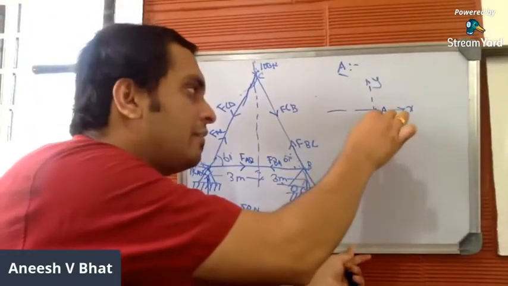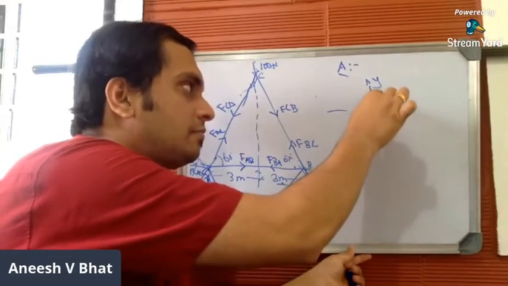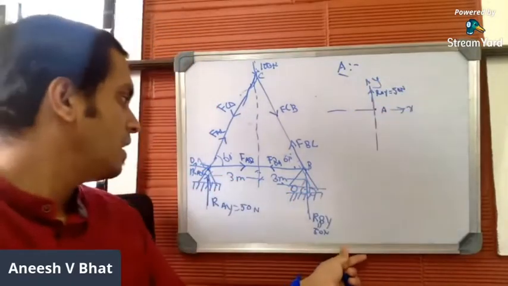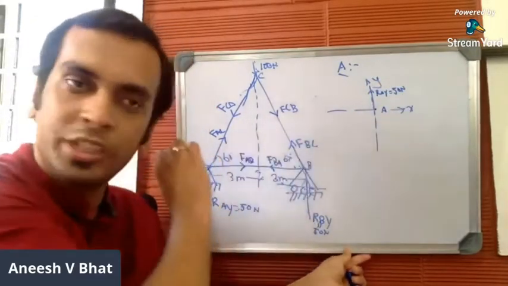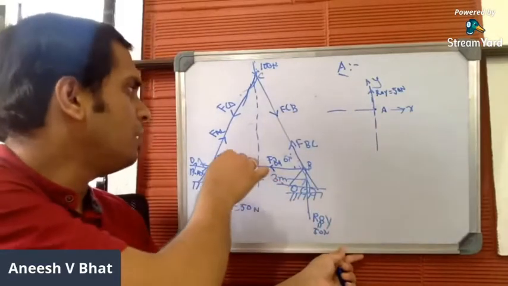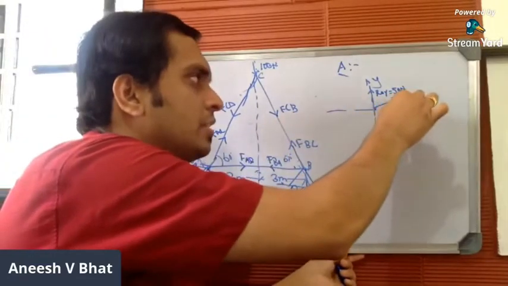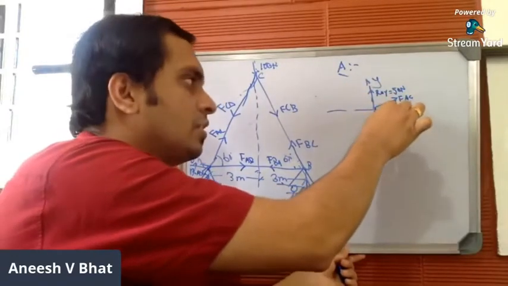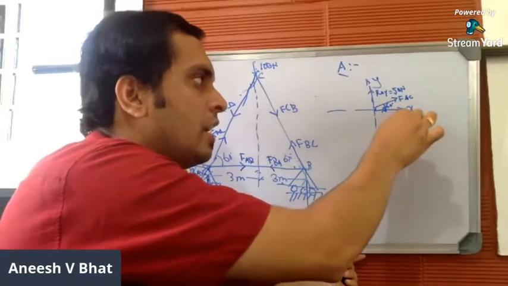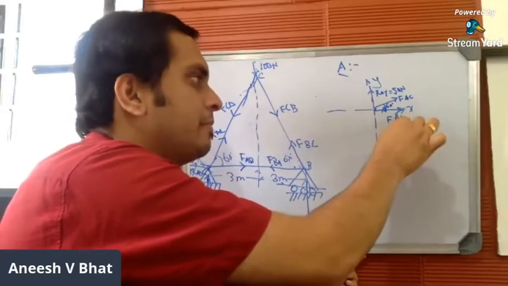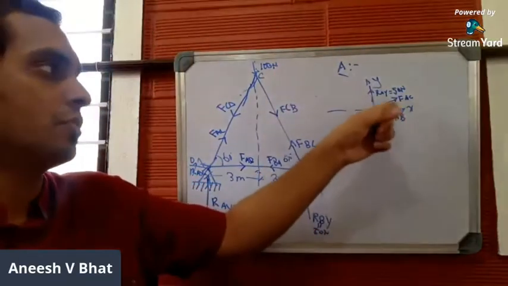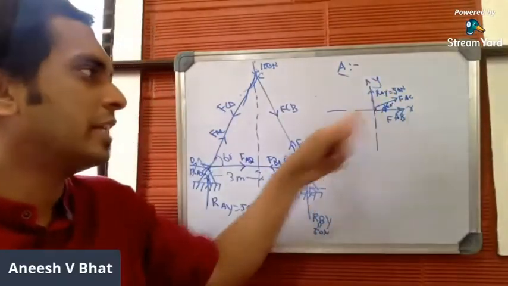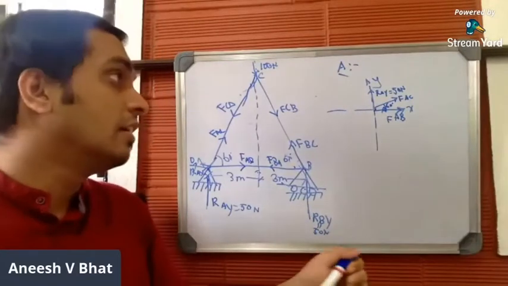So you have RAY, let me mark RAY here, which is equal to 50 newtons. We know the value. So we have RAX, which is 0, no need to mark it. You have FAC. Let me mark FAC here. FAC, we don't know, and this angle is 60 degree. And we have FAB. We don't know this. So you have 2 forces, FAB and FAC, and RAY. You can draw RAY in the negative y direction as well.